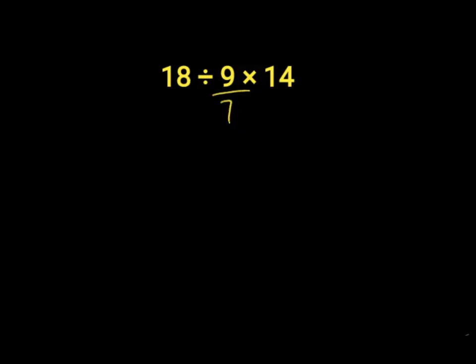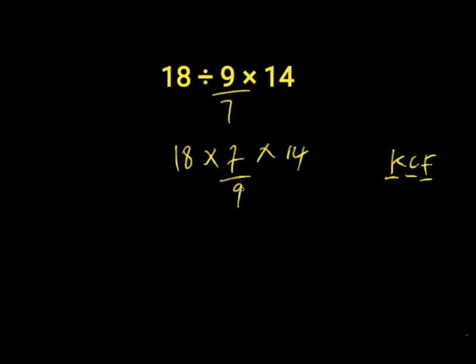First of all, we are going to work with 18 divided by 9 over 7 using the rule of KCF. K stands for keep, C stands for change, and F stands for flip. We are going to keep 18, change division to multiplication, then flip 9 over 7 to 7 over 9. Then multiply by 14 here.